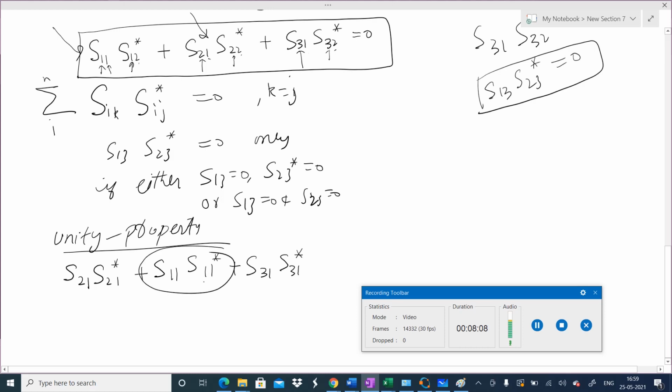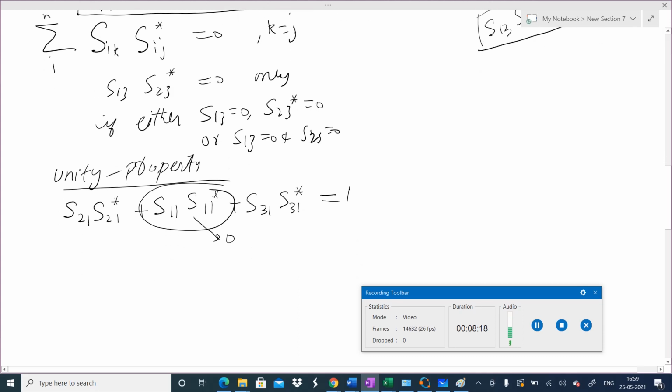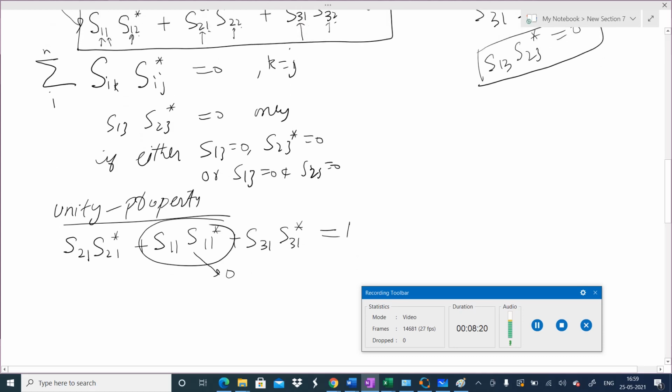So S11 is 0 because we are assuming that the T is perfectly matched at all the three ports. I repeat it again and again, it's our assumption. We want to see what will be the consequence. So now we can write it as |S21|² plus |S31|² is 1.